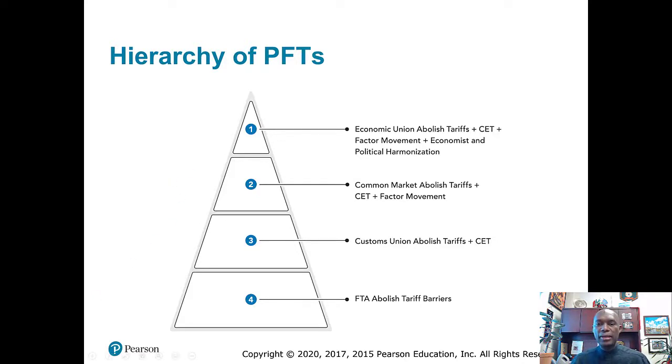Then you have the economic union, which abolishes tariffs, has a common external tariff policy, factor endowments, and in some cases, economic harmonization. In the EU's case, that would be a common currency. Then in some textbooks, they give you a fifth level, which is political harmonization. We have not seen a regional grouping come up with a political central government. And here in this textbook, they put political harmonization as the top level.